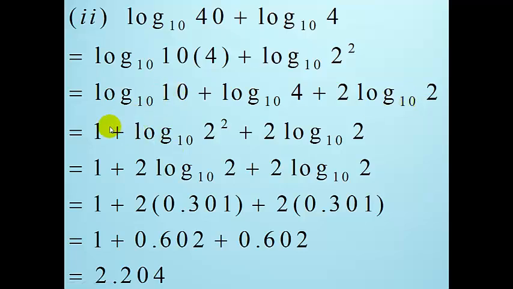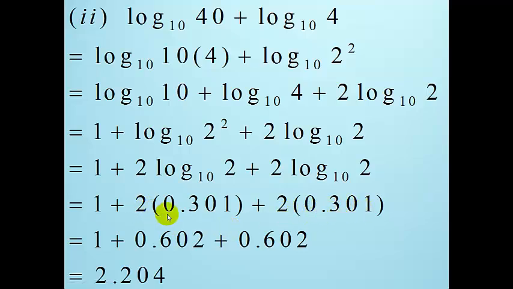Now log 10 to the base 10 is 1 according to the property. Plus 4 can also be expressed as 2 squared, plus 2 log 2 to the base 10. Now 2 can also take its position before the logarithm. So we have 1 plus 2 log 2 to the base 10 plus 2 log 2 to the base 10. Now from the question, log 2 has been given to be 0.301. So by substitution, we have 1 plus 2 times 0.301 plus 2 times 0.301.